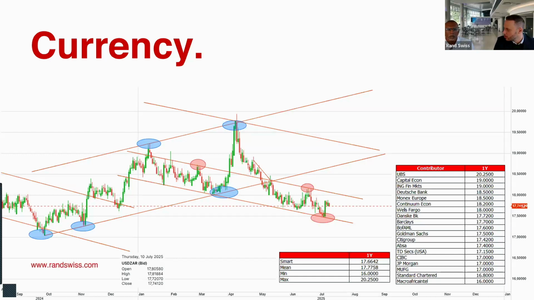Is it time maybe to hold more rand, or do you think that this is really an opportunity? Again, during Liberation Day, we were almost at 20 to the dollar. So what is your view on the idea of a dollar-based product?